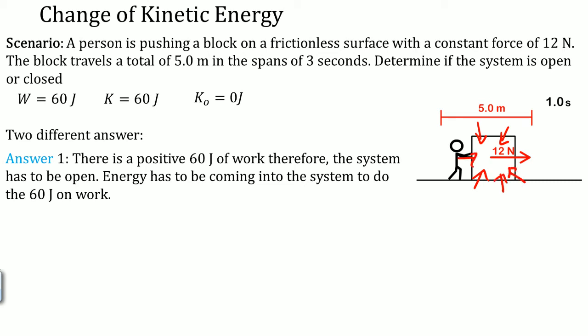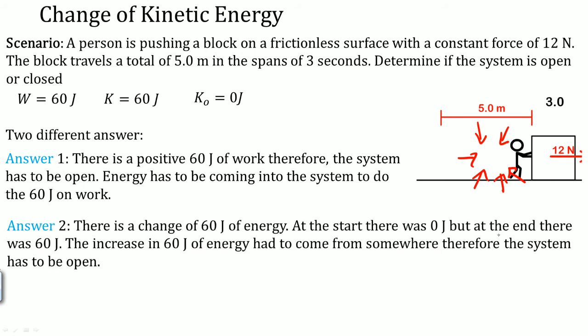Okay? This energy is coming into the system. The energy that is coming into the system is the person pushing it. So there's an energy being expelled by that person. Or you can say that there's a change in 60 joules of energy. At the start, there was 0 joules of energy because it was at rest, but at the end, there was 60 joules of energy. That increase in that 60 joules of energy had to come from somewhere, therefore the system had to be open.